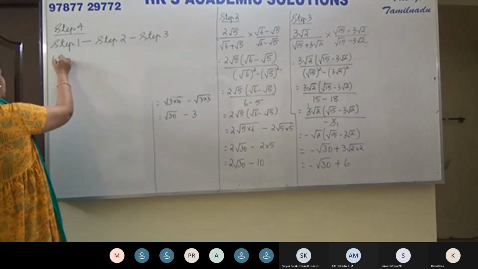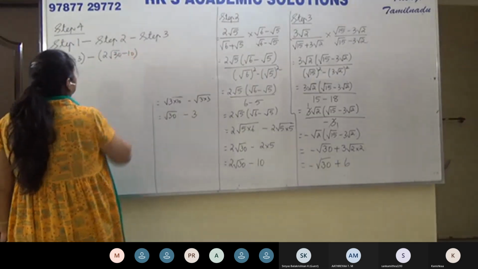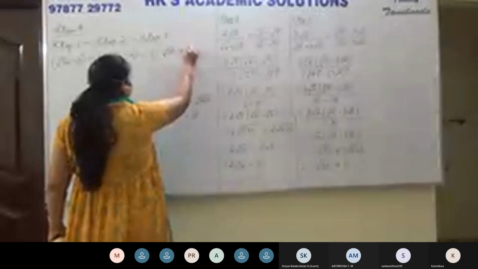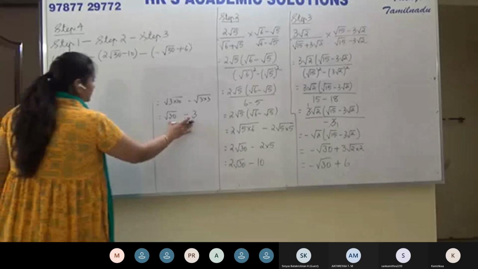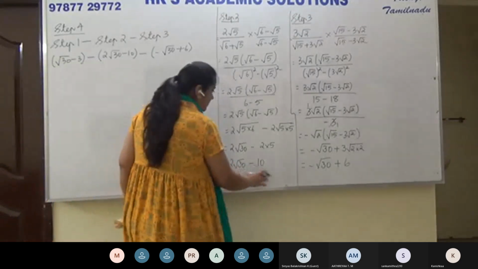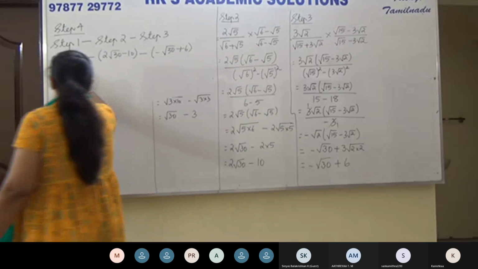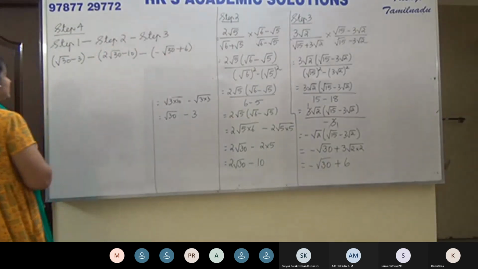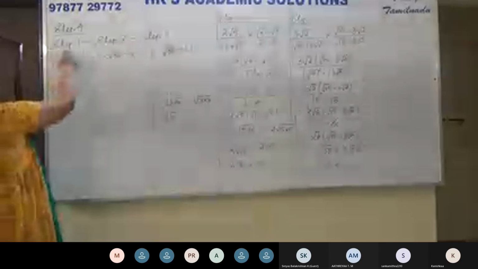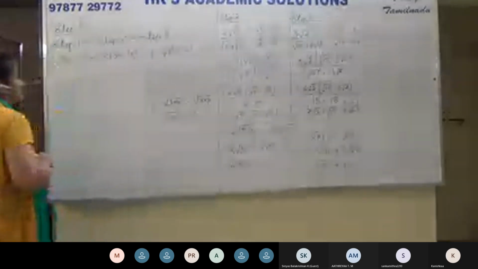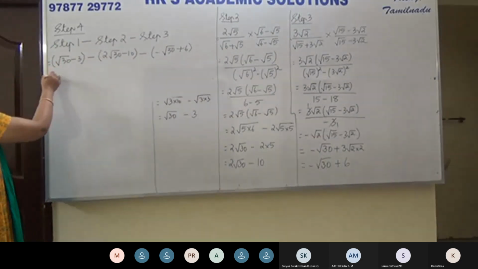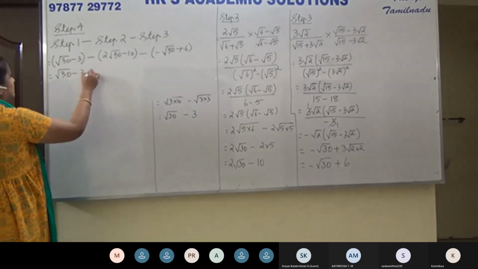So step 1 we got root 30 minus 3. Write the expression in a bracket, minus. In step 2 we got 2 root 30 minus 10, minus step 3 we got minus root 30 plus 6. This is the answer in step 1, this is the answer in step 2, and this one in step 3. So write out those results and use the sign as given in the expression. So it was the first term minus the second term minus the third term. So like this. That's it. This is the final step.